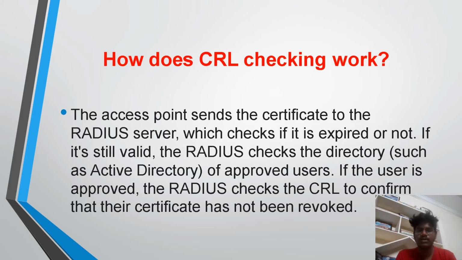Now we will see how CRL checking works. The access point sends the certificate to the RADIUS server, which checks if it is expired or not. If it's still valid, the RADIUS checks the directory, such as Active Directory, of approved users. If the user is approved, the RADIUS checks the CRL to confirm that their certificate has not been revoked.